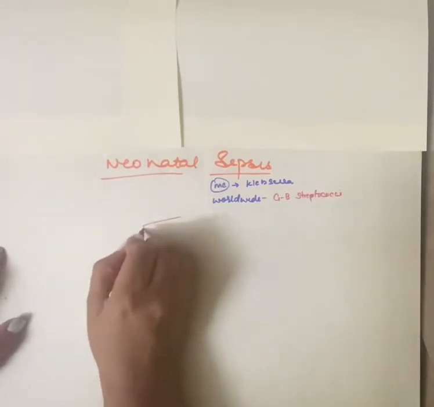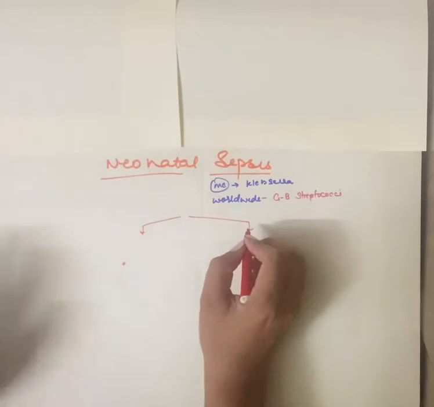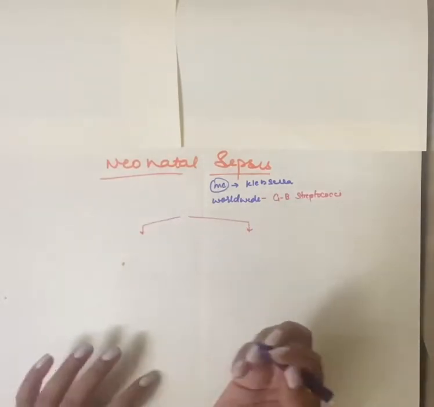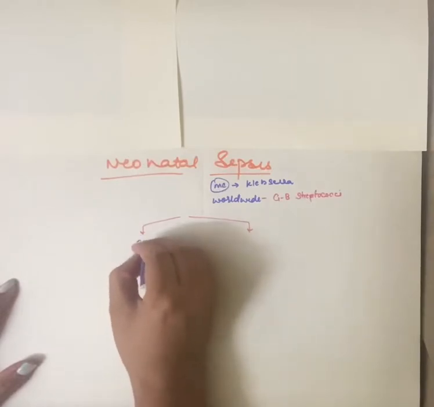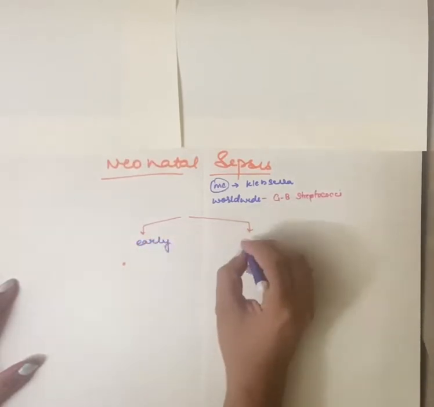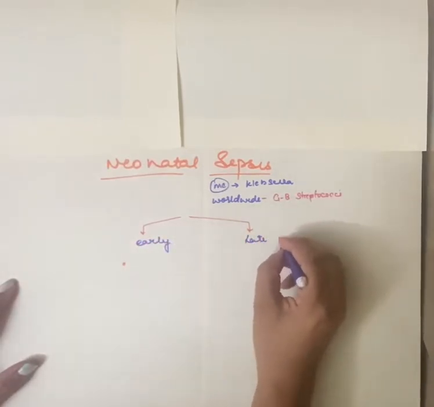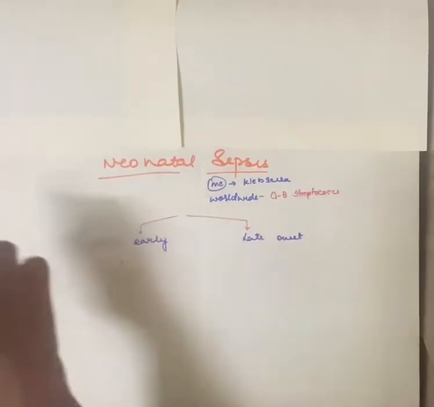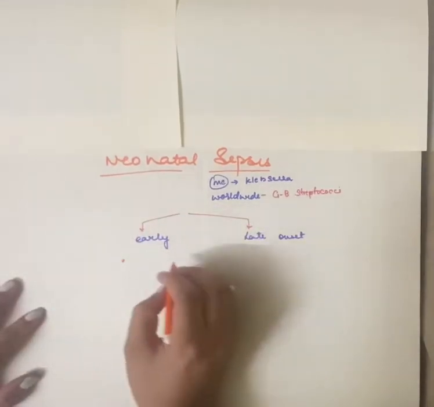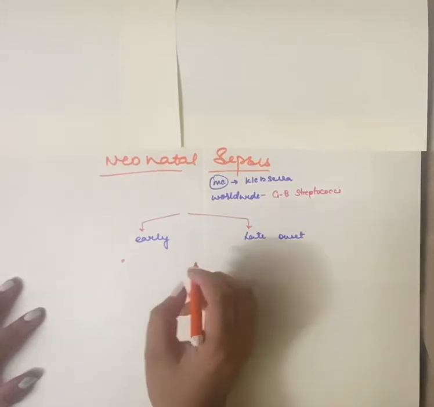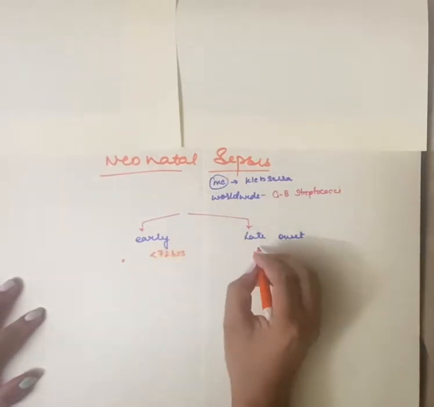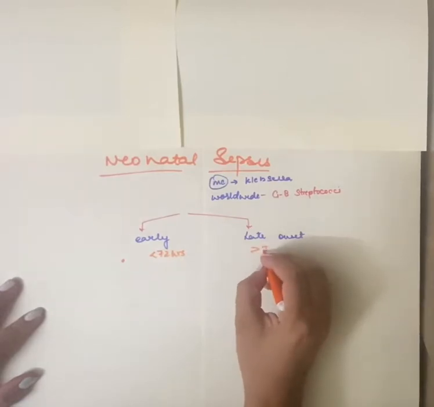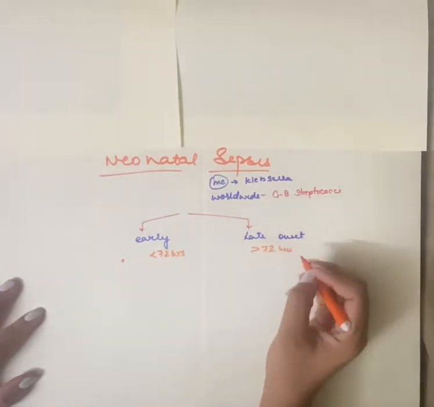There can be two types of neonatal sepsis. One is the late onset and the other one is the early onset. Early onset occurs within 72 hours and late onset occurs more than 72 hours.